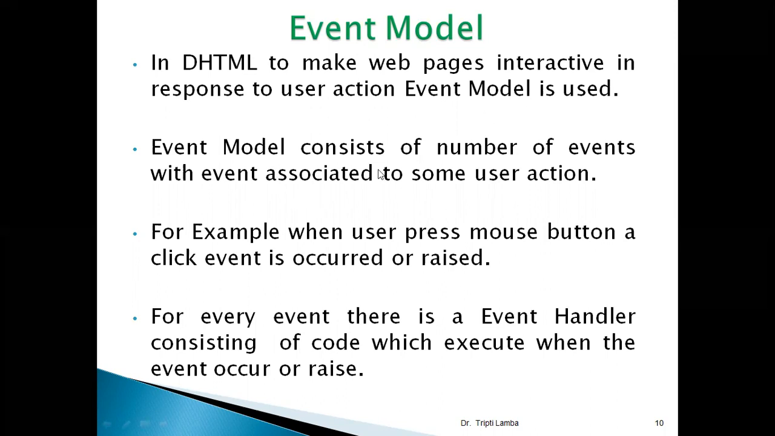The event model consists of a number of events, with each event associated with some user action. For example, when the user presses a mouse button, a click event, as I said just now, an event has occurred or been raised. For every event, there is an event handler consisting of code which executes when the event occurs or is raised, right? On key press, on some button. These are some of the event handlers: on mouse up, on mouse down. All these events you were able to create with the help of DHTML.